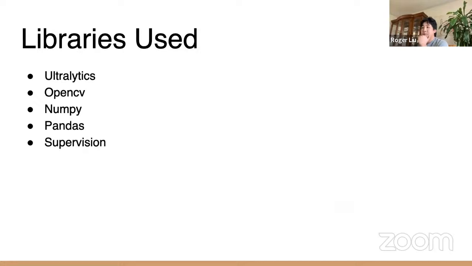So the libraries that I used to build the model: I used Ultralytics because of the ease of use, and then OpenCV. OpenCV is an open computer vision library that is available to everyone. NumPy and Pandas for data manipulation, and then Supervision to help me with the tracking between the frames.